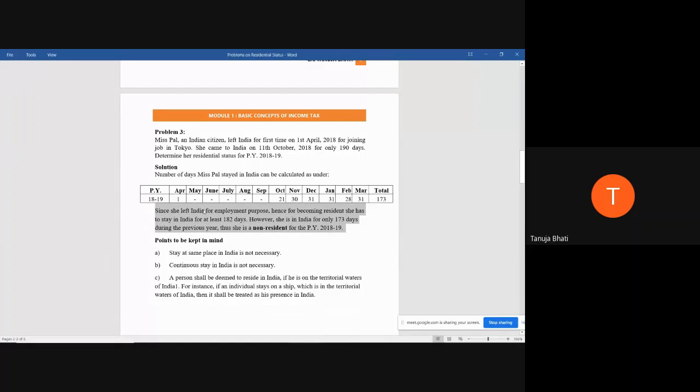Since she left India for employment purpose, hence for becoming resident, she has to stay in India for at least 182 days. However, she is in India for only 173 days during the previous year. Thus, she is a non-resident for the previous year 2018-19. Now, certain points that you need to keep in mind, which I've already told you all: stay at the same place in India is not necessary. Continuous stay in India also is not necessary. A person shall be deemed to reside in India even if he is in the territorial waters of India.